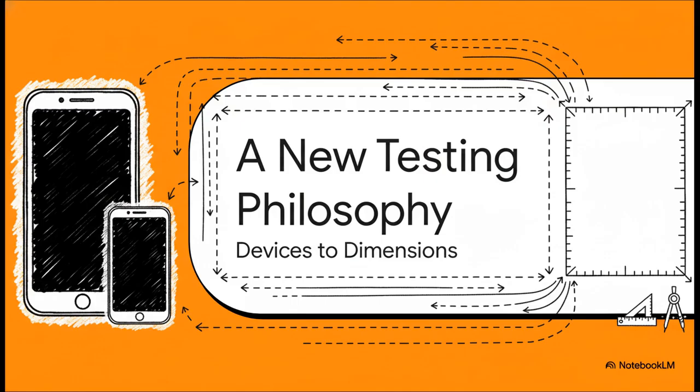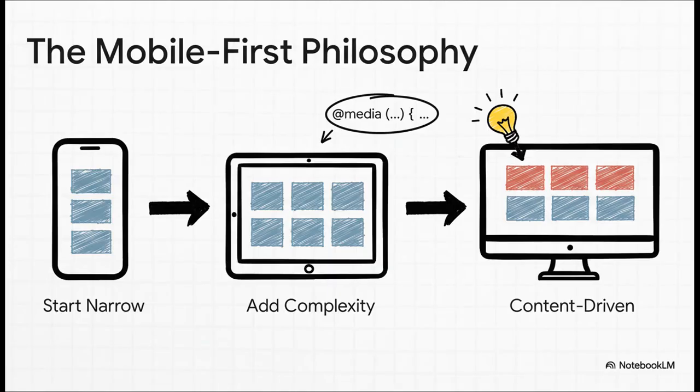Okay, first things first. We need a total mindset shift. Right now, you probably think about designing for an iPhone or a laptop. We need to stop that. From now on, we stop designing for devices and we start designing for dimensions. This one little change is the absolute core of the mobile-first approach. And that philosophy is actually pretty simple.